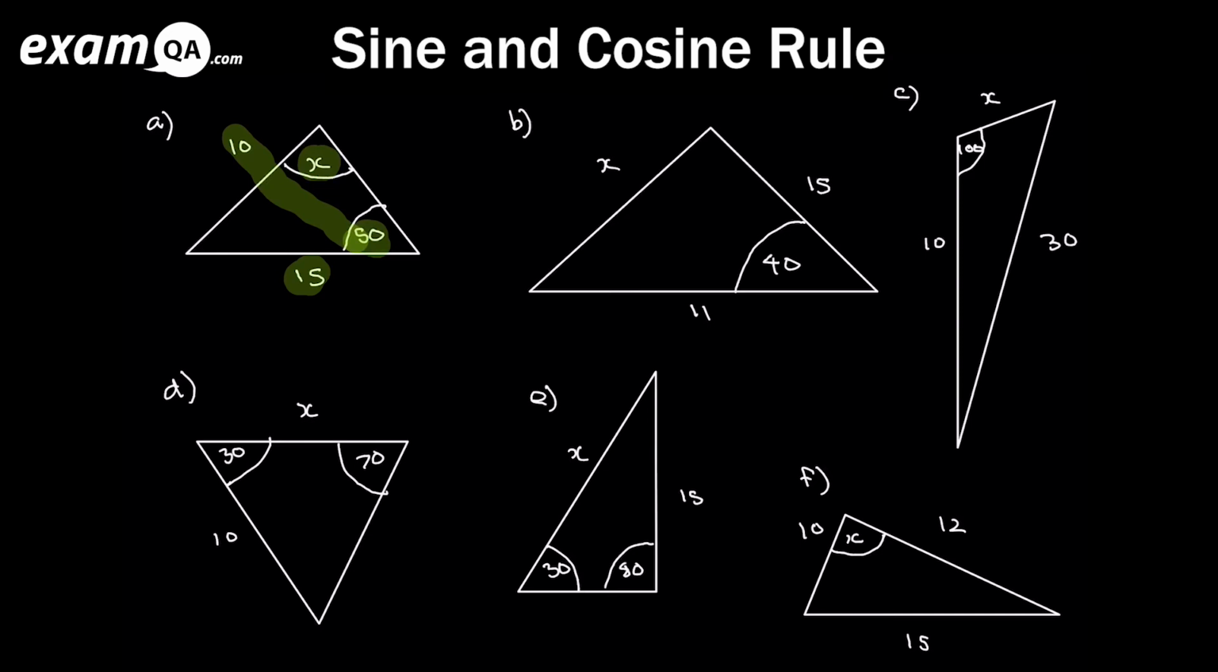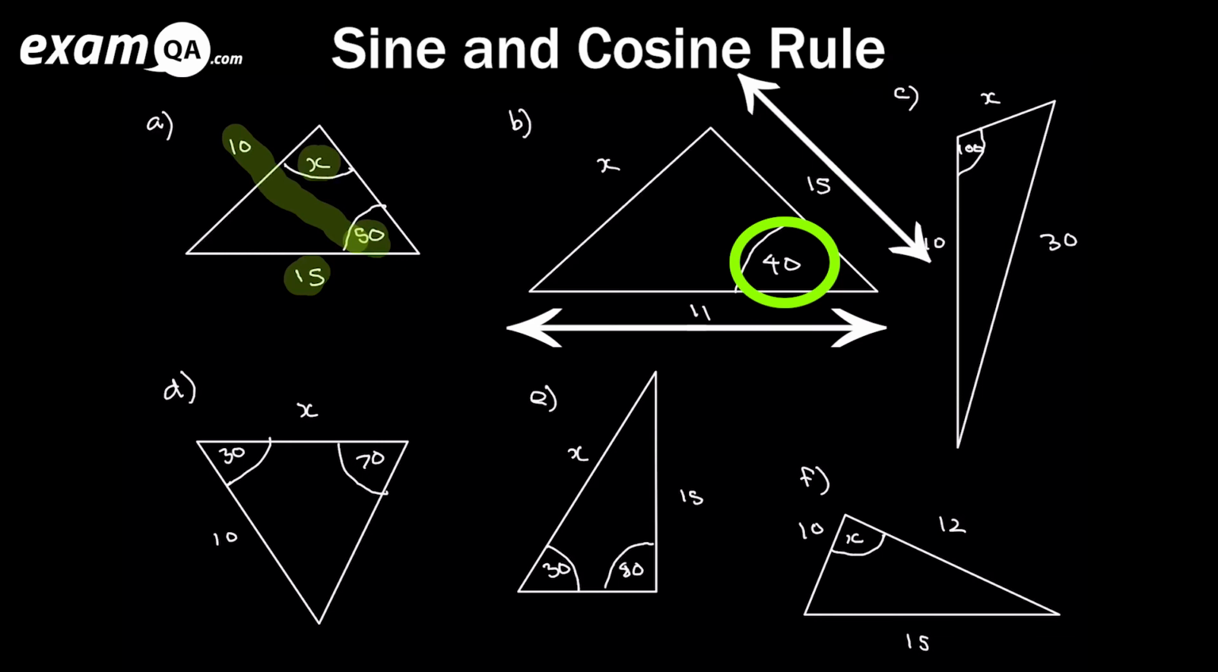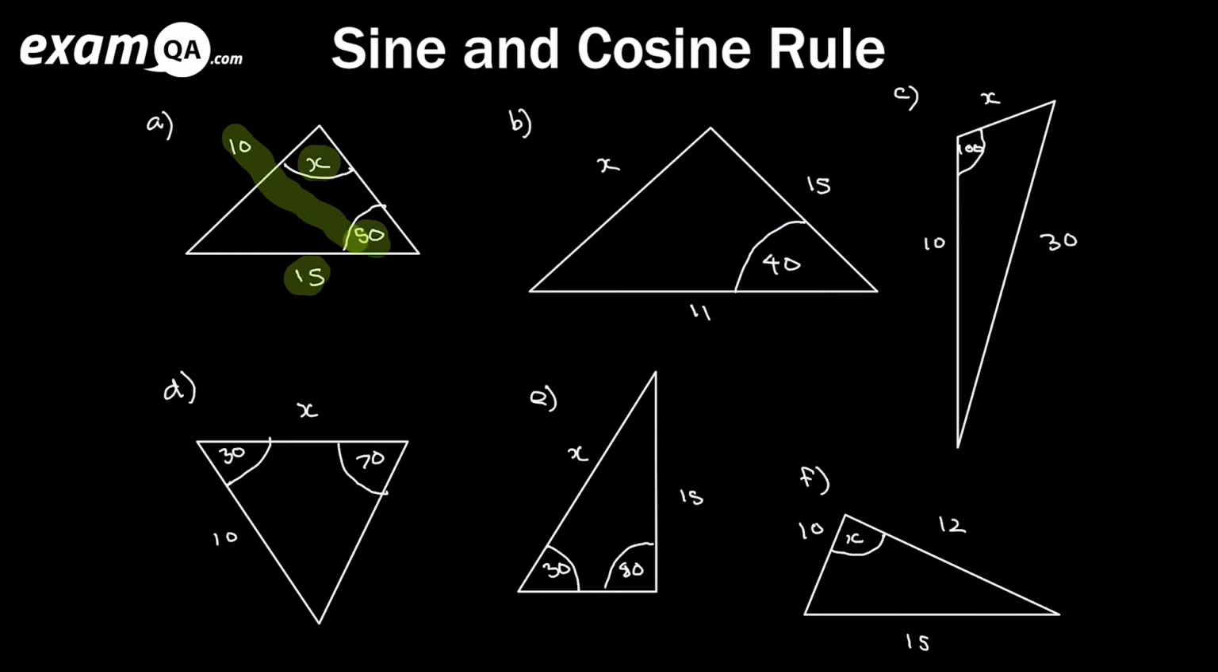Let's now look at B. So there's only one angle involved. So I'm thinking it might be the cosine rule. So here we've got an angle known and two adjacent sides next to the angle both known. So it's perfect for our scenario 1 of the cosine rule.